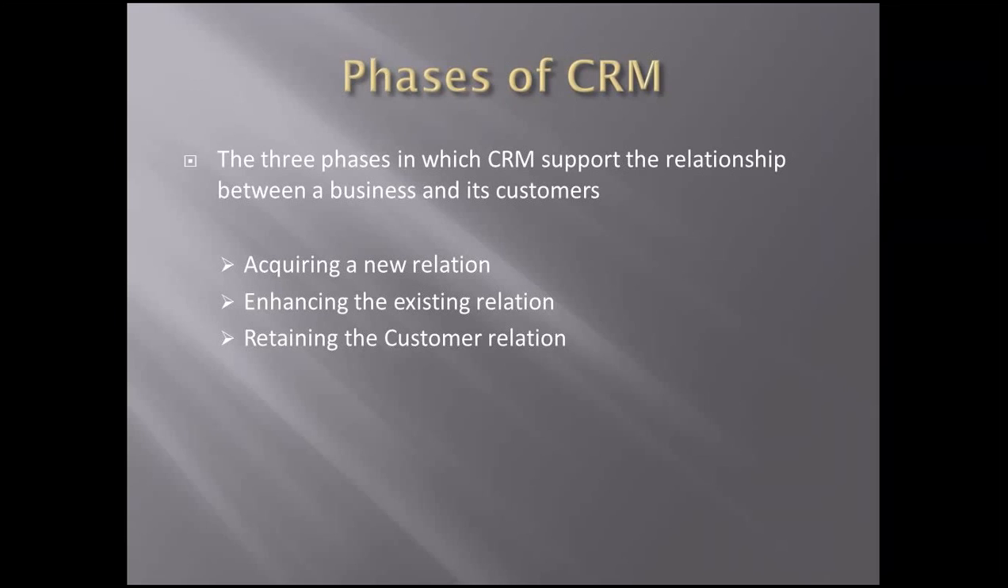So remember, guys, how many phases of CRM do we have? The first one is acquiring a new relation, which is nothing but trying to get a new customer to our organization. The second one is enhancing the existing relation, which is nothing but trying to get more business from the existing customer. And the third one is retaining the customer relation, which is nothing but trying to renew the contract period. Got it? Any questions on this, guys? Anyone?